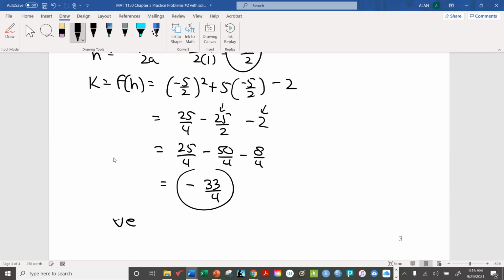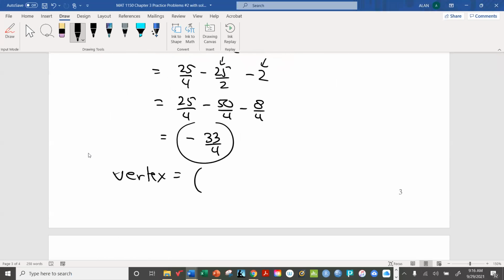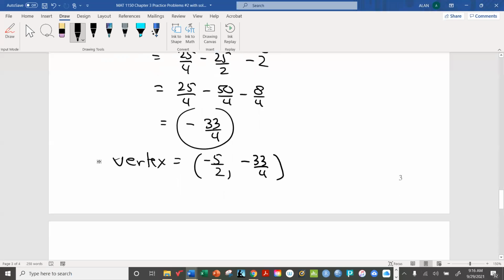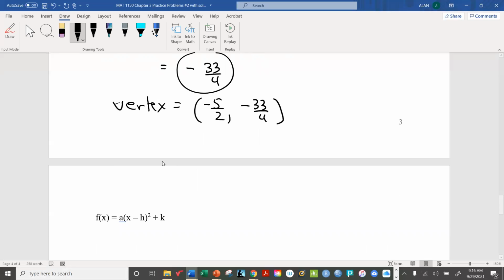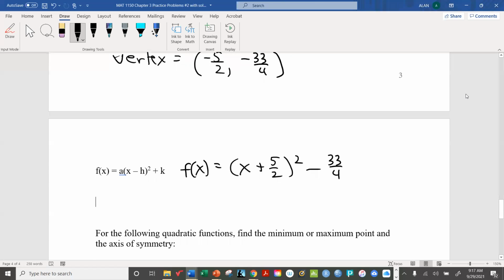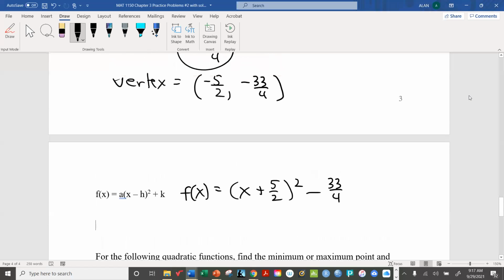So the vertex is minus 5 halves, minus 33 fourths. And the form is, A is 1. This is minus H, so it's plus 5 halves squared. All right, well, it's not pretty, but it worked. Okay, so there we are.